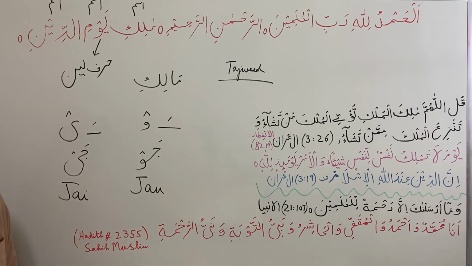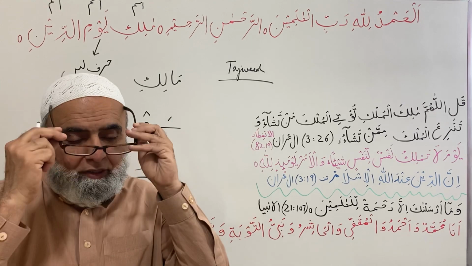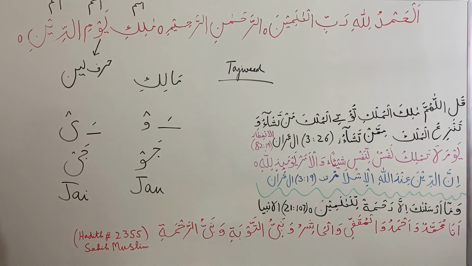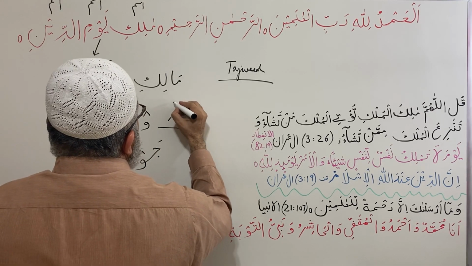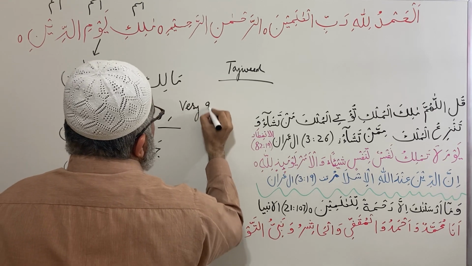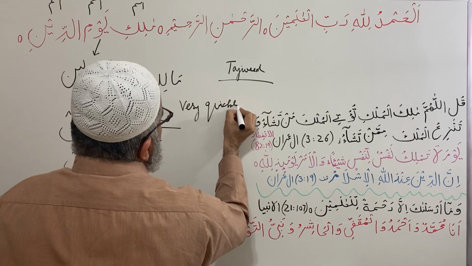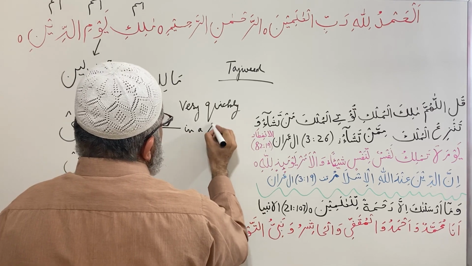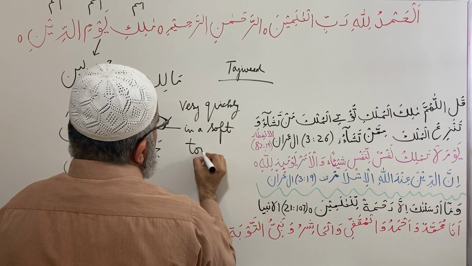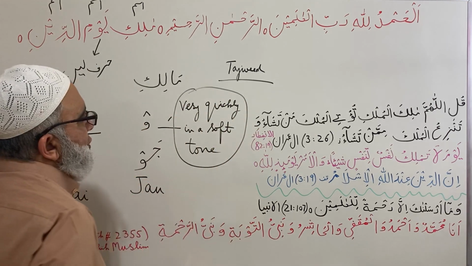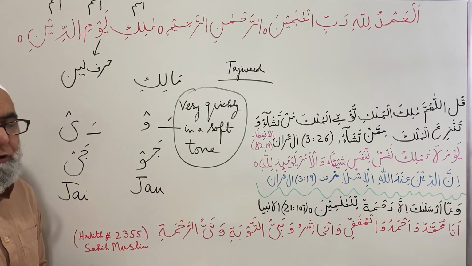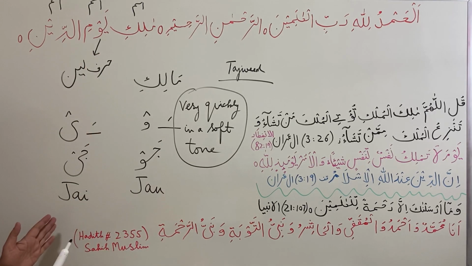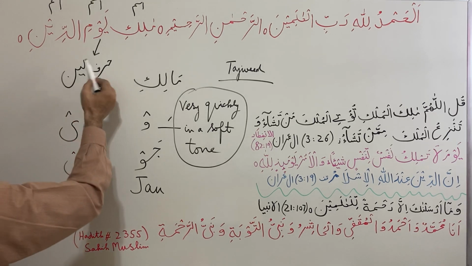Harf-e-leen is basically those type of letters which are pronounced very quickly. This harf-e-leen, they are pronounced very quickly in a soft tone. Yaumi. There is no elongation, nothing is there. So these are called harf-e-leen here.